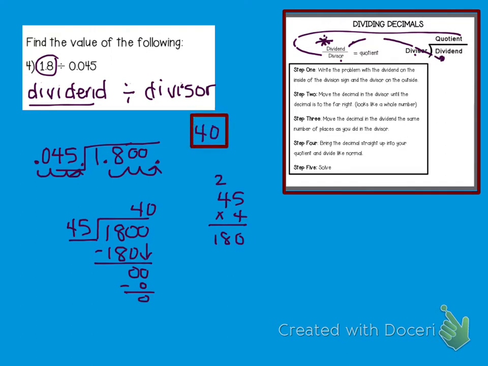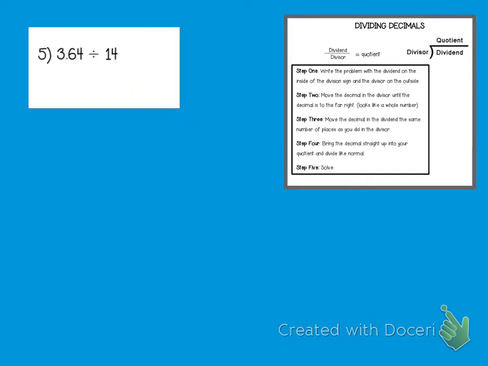Okay, let's go to the next one. Step 1, write the problem with the dividend on the inside and divisor sign on the outside. So again, this is the first number, so we're going to write the first number. Okay, this is the second number, so the second number goes outside. So that's how we set it up.